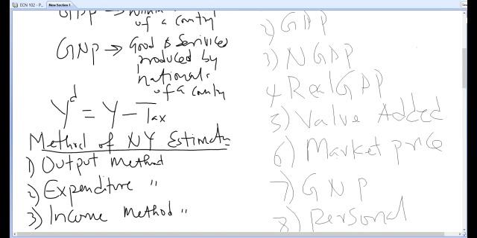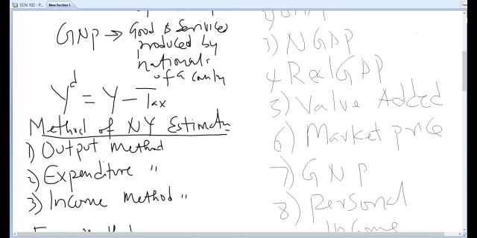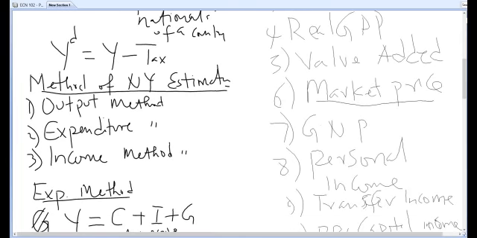So then we have market price. Market price here is the price at which a good or a service is bought from the market. Then we have the gross national product, GNP. The gross national product has to do with the monetary value of all the goods and services produced by the nationals of a country, whether currently residing in their countries of origin or anywhere in the world.